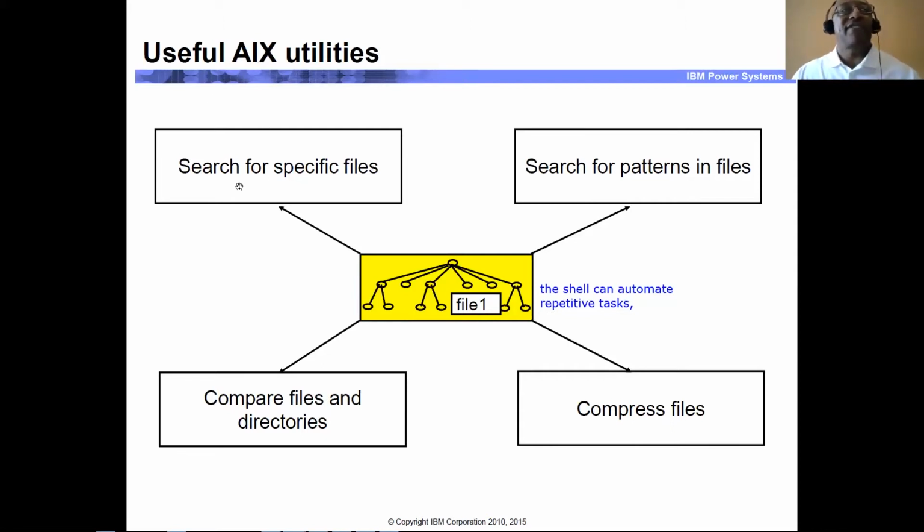So again, useful AIX utilities. As I mentioned, we can search for specific files, files that might begin with a lowercase a, or files that begin with an uppercase C, or files that have a certain string within them, like the string ABC. We can search for patterns within files.